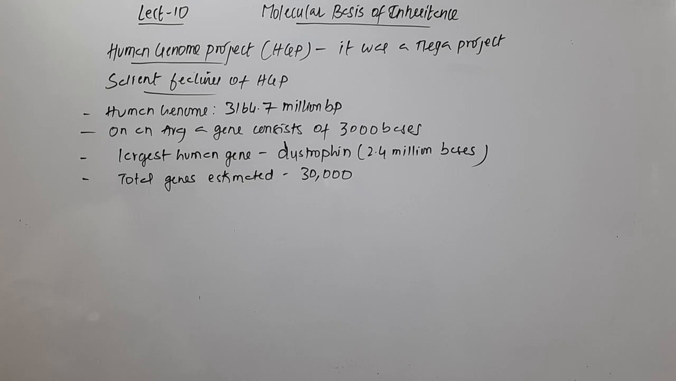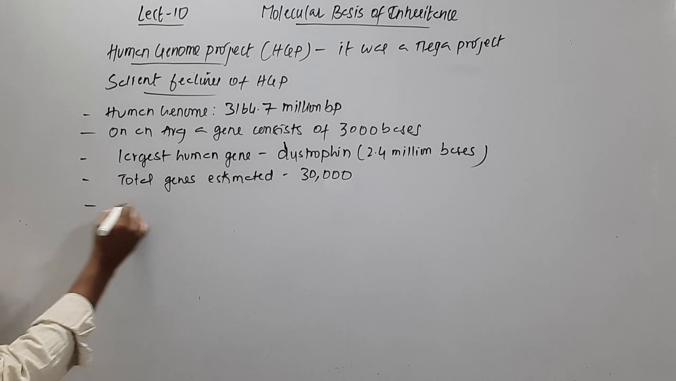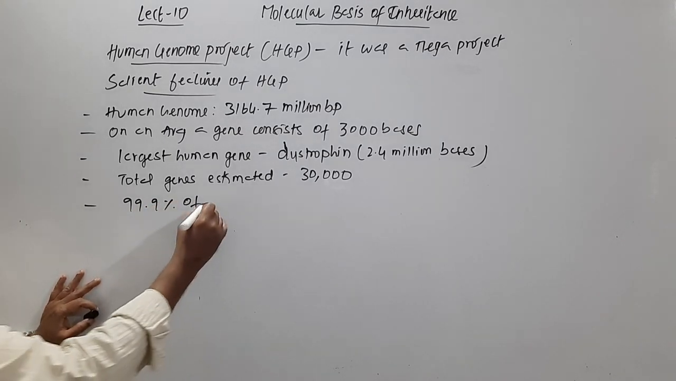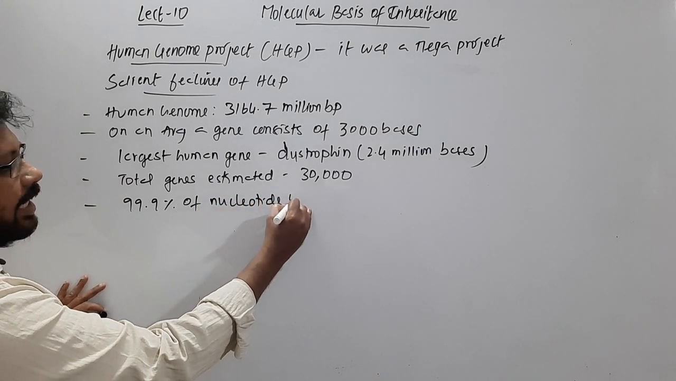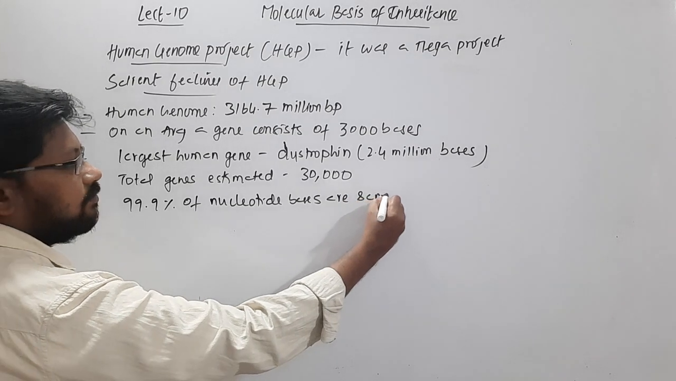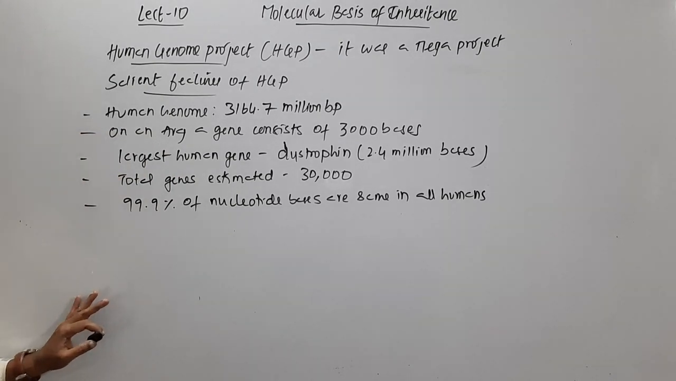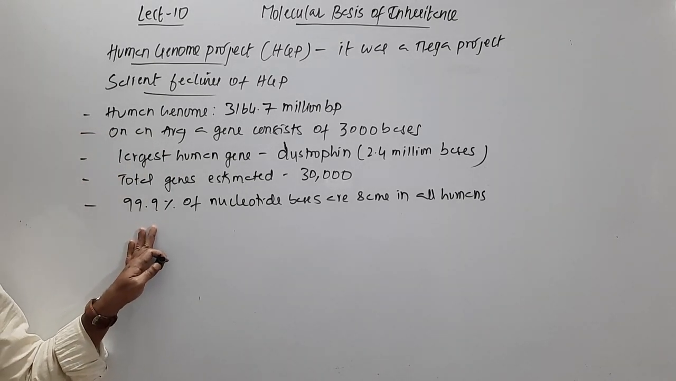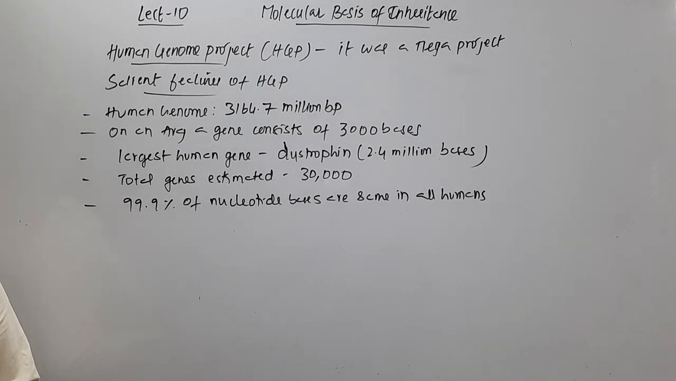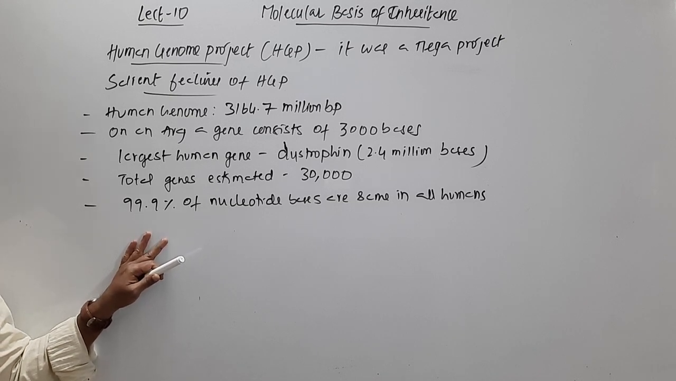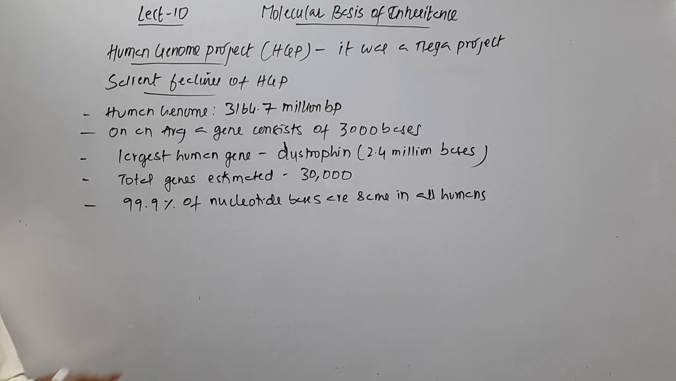And then almost all, that is 99.9% of the nucleotide bases are the same in all humans, so all humans have 99.9 percent of the same nucleotide bases. So in all humans, it means that only the 0.1% makes the difference between all of us.